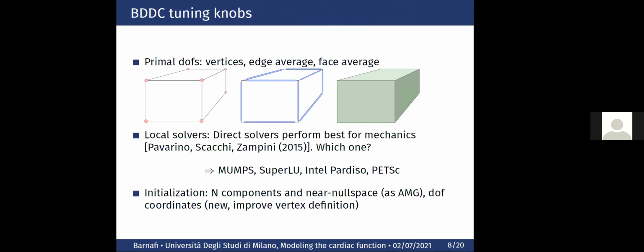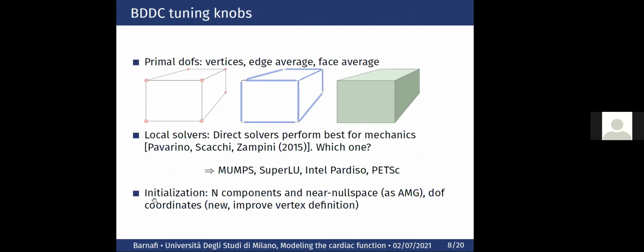And there are basically 3 tuning knobs that we're looking at. So what are these degrees of freedom where we impose the continuities? The standard ones are the vertices, the averages on the edges, and the average on the faces. On each subdomain, the best option is to use just a direct solver, where there's a lot of software available, and we have tested that as well.